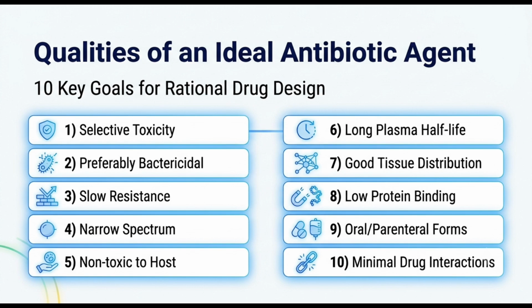It should possess a long plasma half-life, allowing for convenient once-daily dosing. It needs good tissue distribution, including penetration into the cerebrospinal fluid, CSF. It should have low plasma protein binding, ensuring high active drug levels. It ought to be available in both oral and parenteral formulations. And finally, it must show minimal drug and food interactions.